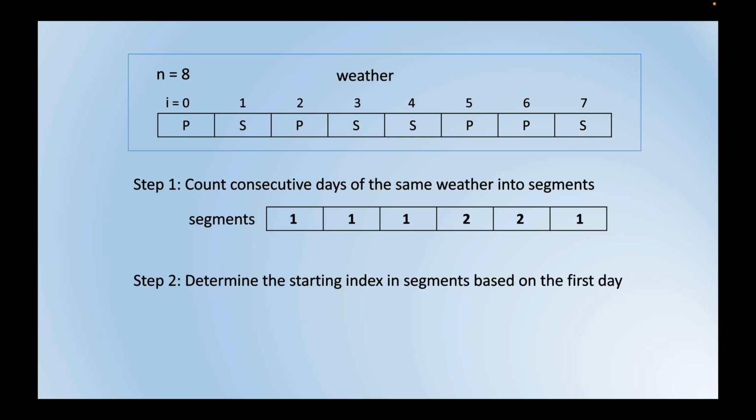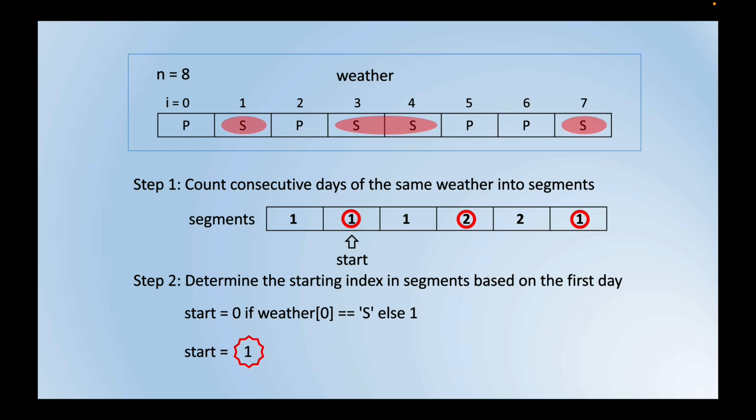Now we determine the starting index in segments based on the first day. If the first day is sunny, we start at 0. And if it's a day with precipitation, then we start at 1. So then we always start on the sunny segment. In this case, because the first day has precipitation, we start at the second segment, which has an index of 1. This means every other segment starting from this one will be a sunny segment. And these segments correspond with these days.